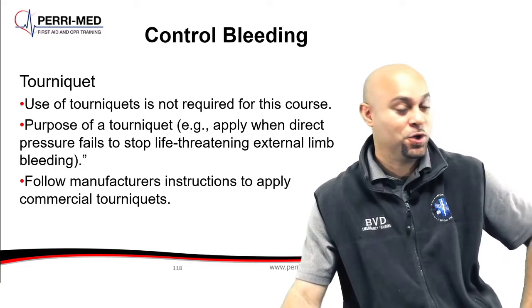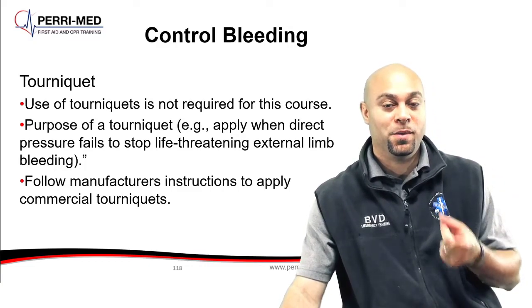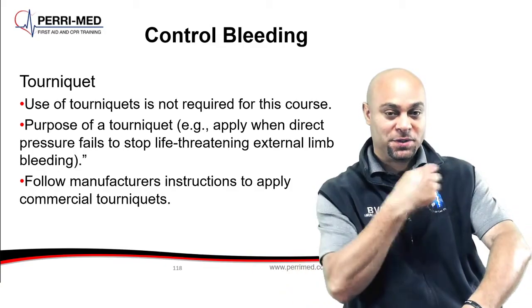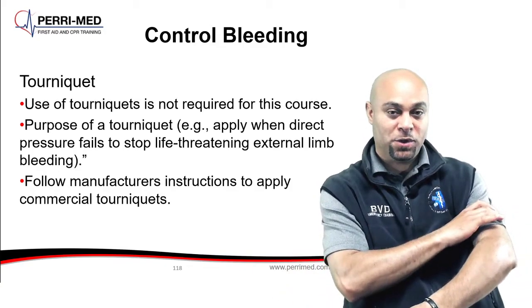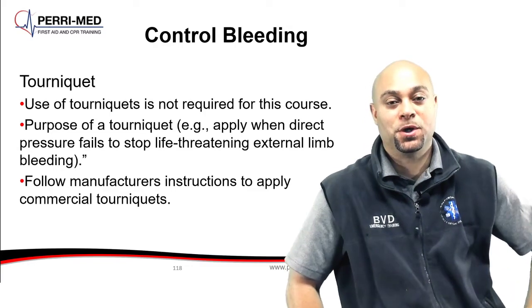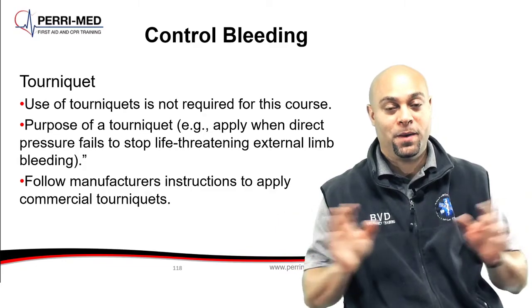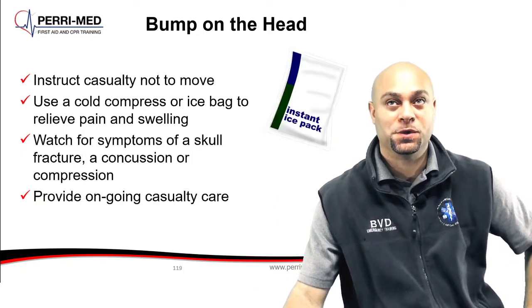And so we talked about tourniquets yesterday. Someone mentioned a tourniquet. A tourniquet is tying something so tight that it cuts off blood supply. And so we're actually going to use that only as a last resort, and we talked about the reasons why yesterday.